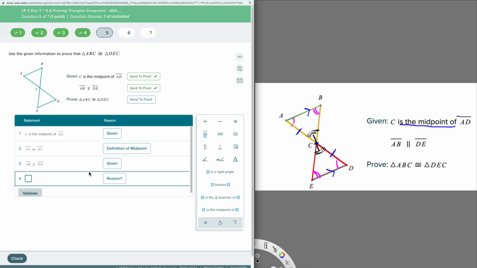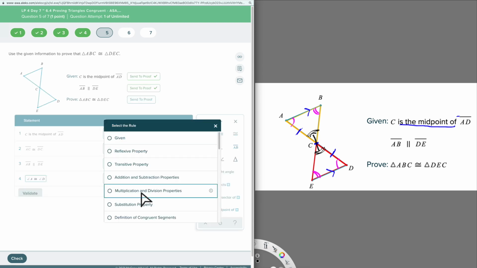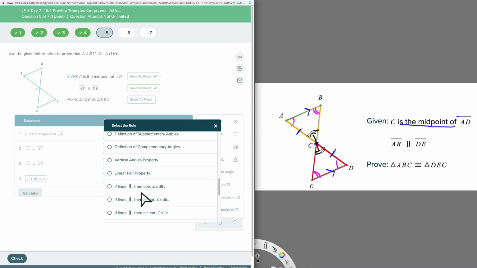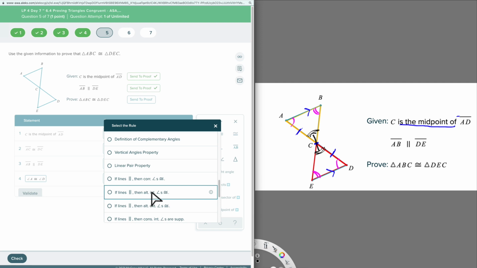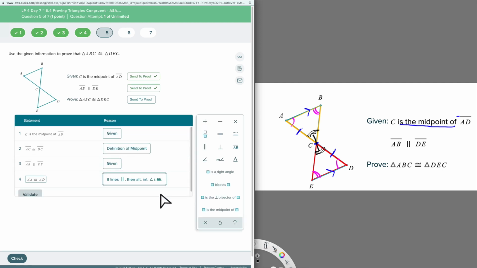So I can use those parallel lines to show that alternate interior angles are congruent. So I can say angle A is congruent to angle D by alternate interior angles. So I need to scroll down and I'm going to have to actually do, if lines are parallel, then alternate interior angles are congruent. So you have to look for that whole statement there.